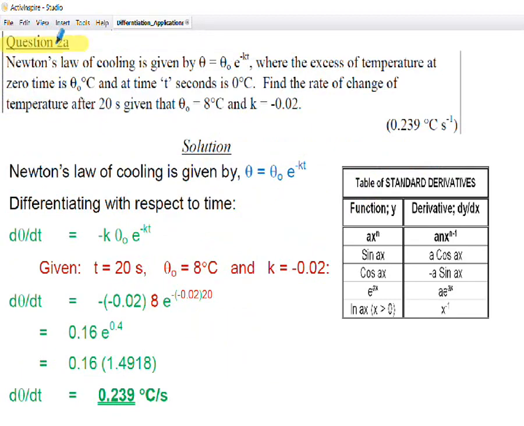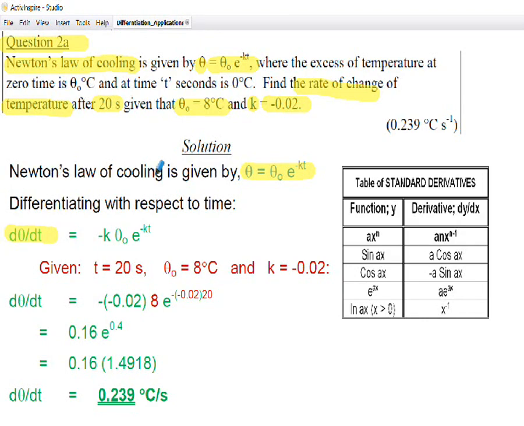Question 2a relates to Newton's laws of cooling. We're given an expression for temperature that theta is equal to theta naught e to the minus kt. If you read the question, theta naught is a constant of 8 degrees C and k is a constant of minus 0.02. We're asked to find the rate of change of temperature with respect to time after 20 seconds. So the first thing we need to do, given the equation in the question, is to differentiate it to find the d theta by dt.